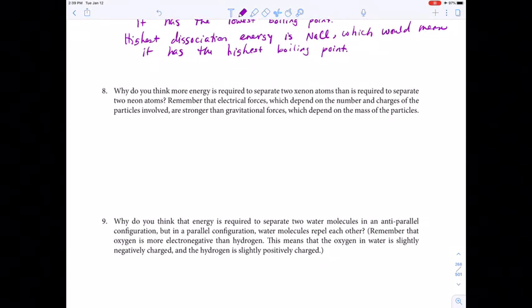Question 8, why do you think more energy is required to separate two xenon atoms than is required to separate two neon atoms? Remember that electrical forces, which depend on the number and charges of the particles involved, are stronger than gravitational forces, which depend on the mass of the particles. So that last sentence is just saying the mass itself doesn't have anything to do with this. What else? And look at your periodic table, find neon is atomic number 10, xenon is number 54. How else would those two differ from each other, even though they're in the same column? So again, hit pause, take some time to think about it, and see if you can come up with an explanation.